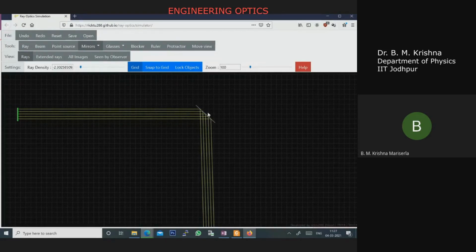Generally the substrate used is just glass. On the glass they will coat either aluminum, silver, gold, or different dielectric coatings, so that you achieve the highest percentage of reflection. Okay, so that is about the mirror.